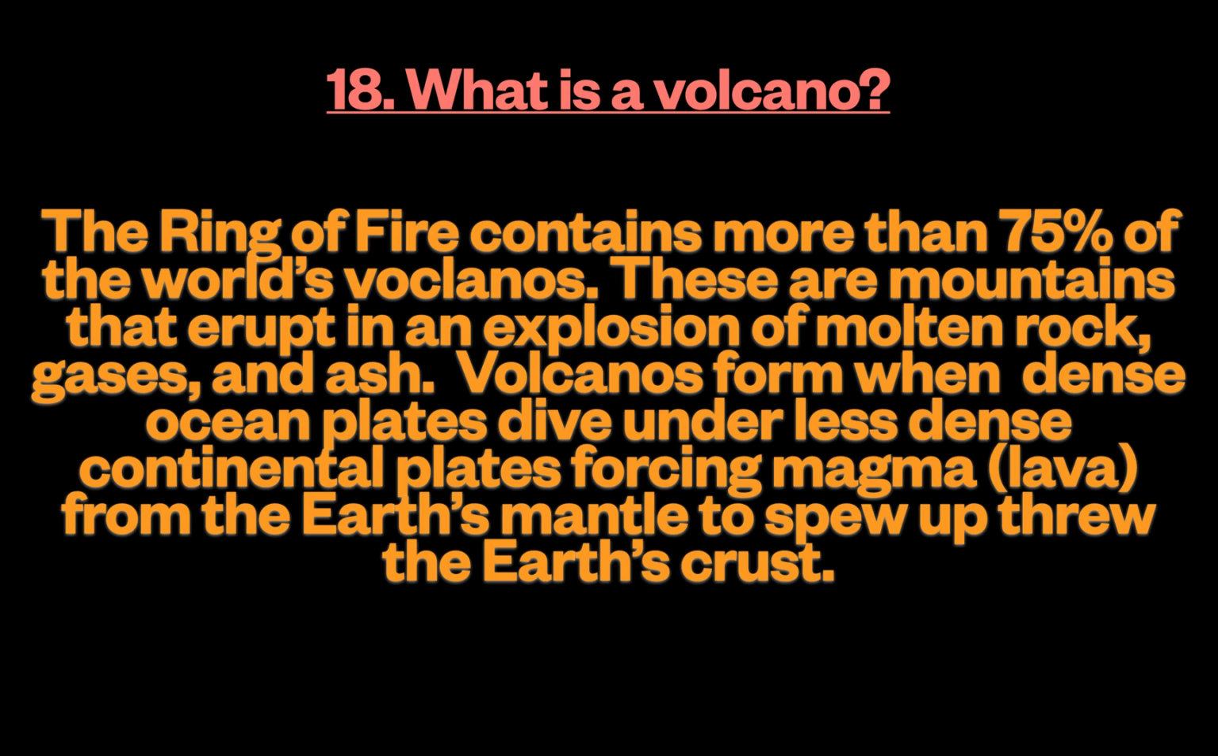All right, next question talks about volcanoes. So what is a volcano? A volcano is a mountain that erupts in an explosion of molten rock, gas, and ash. Volcanoes form when dense ocean plates dive underneath the less dense continental plate, and that magma that has been displaced has to go somewhere, so it usually comes up through the mountain in the form of a volcanic eruption. It's one of the main reasons why you often see volcanoes along coastlines, because of the heavy ocean plate and the less dense continental plate that have to interact with one another for a volcanic eruption to occur.